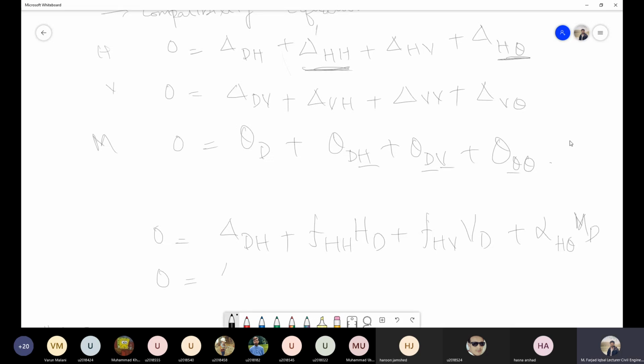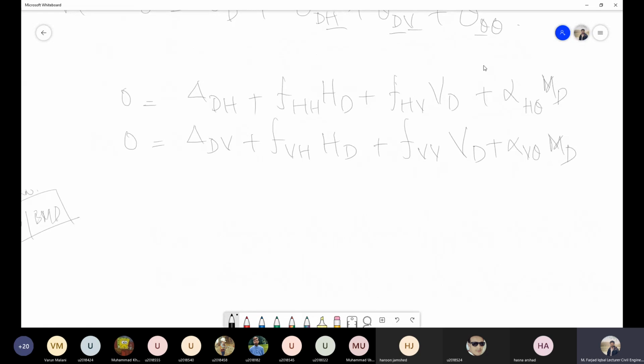The second equation will be delta DV plus this factor will be FVH into HD, because it is due to the horizontal load that is acting at that particular point, or at point D. This one is due to the vertical load, so it will be vertical flexibility FVV into VD, and this one is due to the rotation, so it will have again angular flexibility V theta into MD.